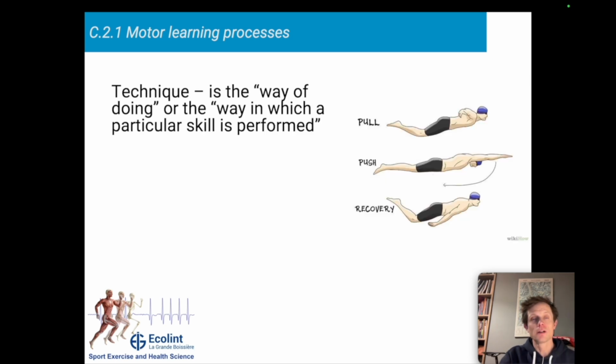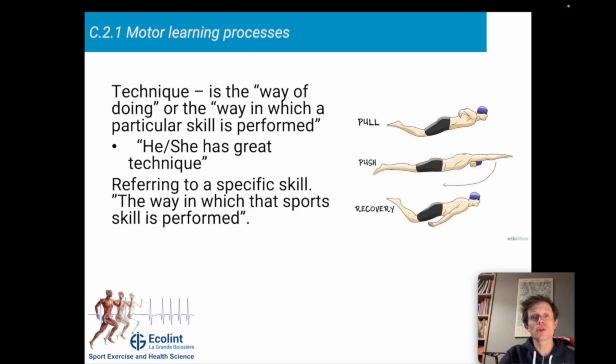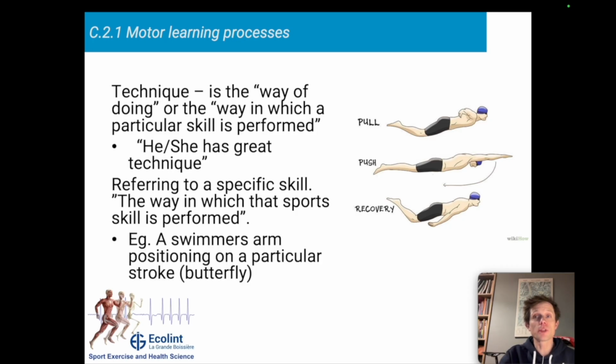Finally, let's consider what we mean by technique. Technique can be described as the way of performing or the way of doing or executing a specific skill. We might be able to look at somebody in the sporting sphere and say that this person has great technique, a great way of executing a specific skill. We might look at a golfer, for example, and say that they've got a great swing. That might mean that they are particularly fluent or particularly efficient with their swing. So this is referring to a specific skill and the way in which that specific skill is performed. As another example then, we could look at a swimmer who has a particularly efficient butterfly stroke, and we might describe them as having really good technique.